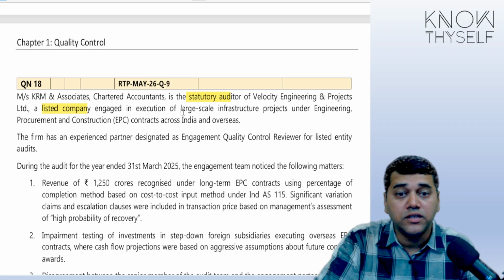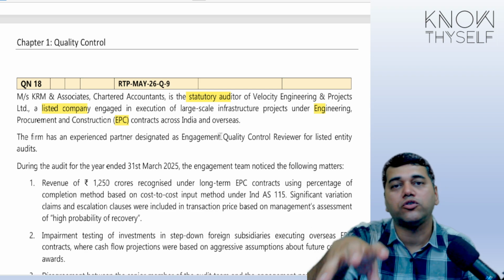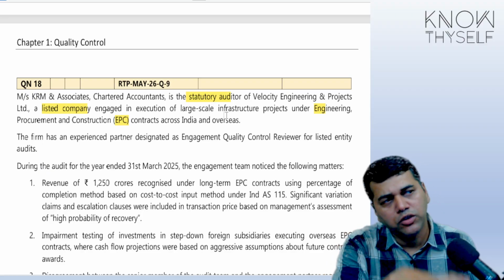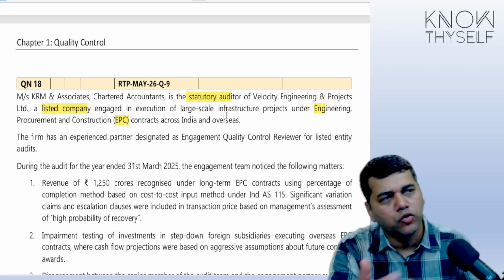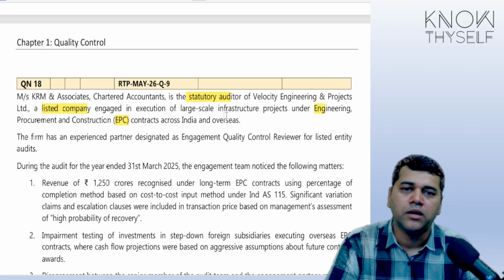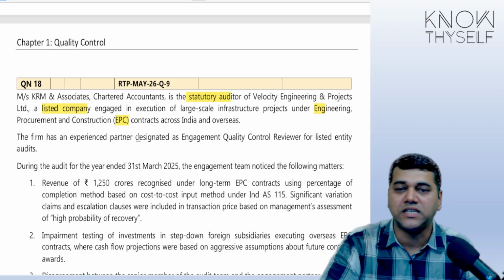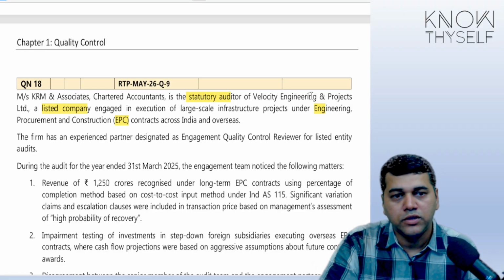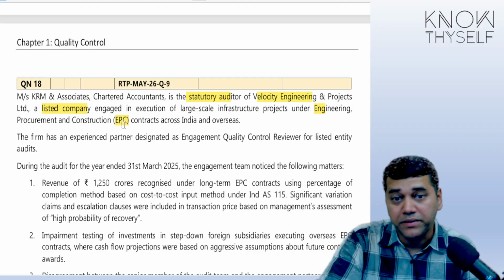It is engaged in large-scale infrastructure projects under engineering, procurement and construction contracts, EPC. That means, for example, you want to set up a steel plant. You just have to give them the site. They will come, they will design, they will procure the material, they will set up, start, and hand over the project to you. This is called an EPC contract: engineering, procurement and construction. So Velocity Engineering, a listed company, is engaged in EPC contracts.